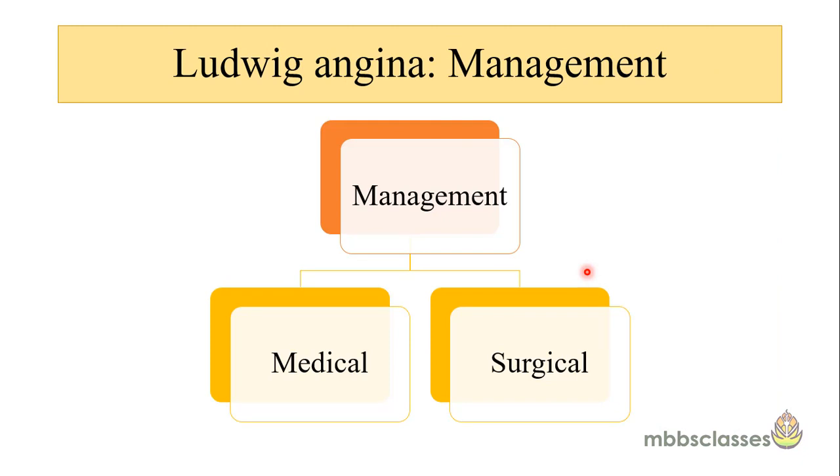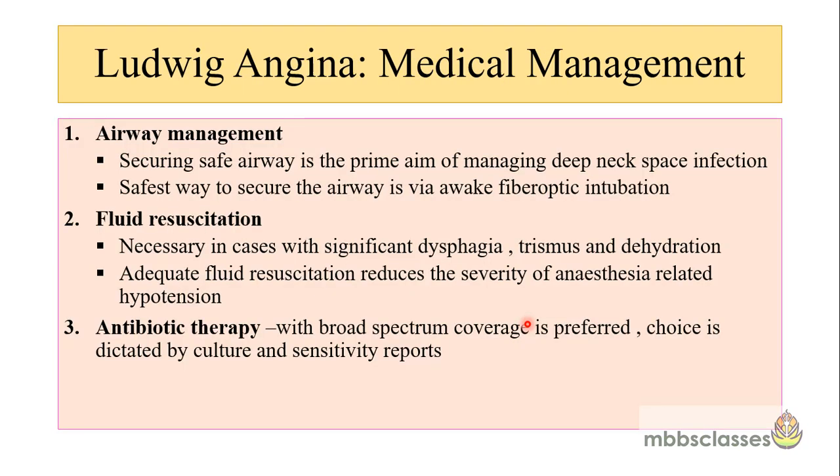Now coming to the management part. Management has a medical and surgical combined role. Under the medical management, the first and foremost thing to be secured is the airway. It is of prime importance, and the safest method to secure the airway is via awake fiber optic intubation, but there are certain other methods of securing the airway. In literature it is said that we can also go for blind nasotracheal intubation, retrograde intubation and tracheostomy.